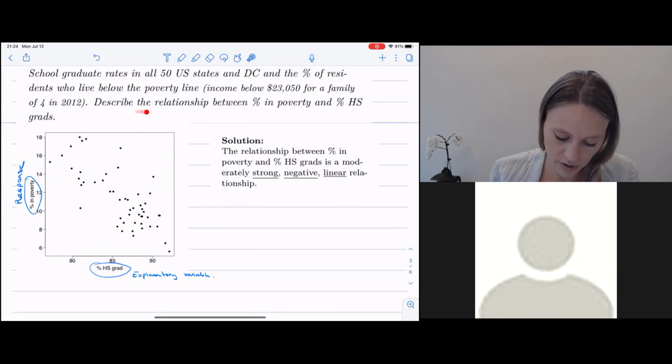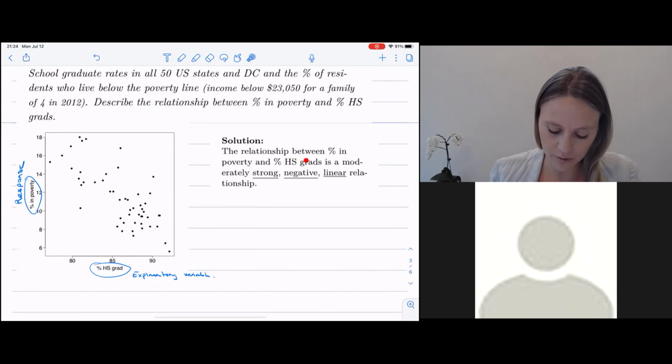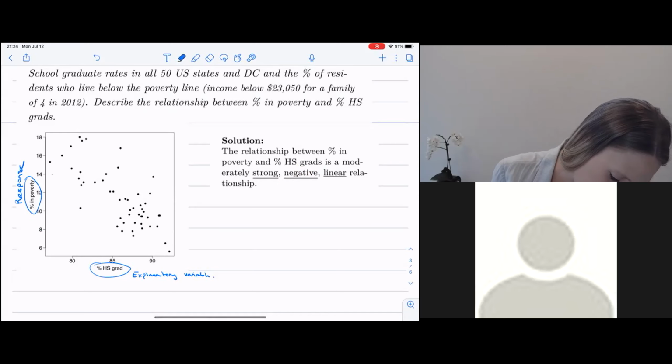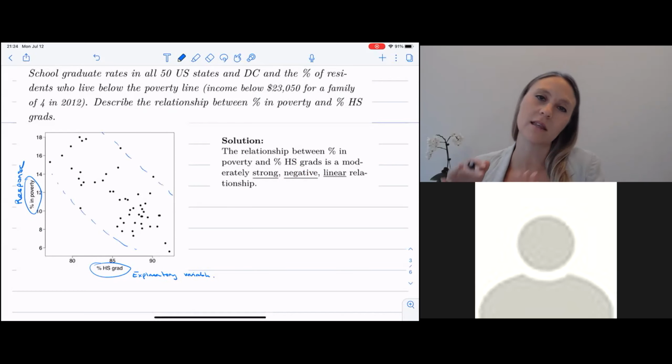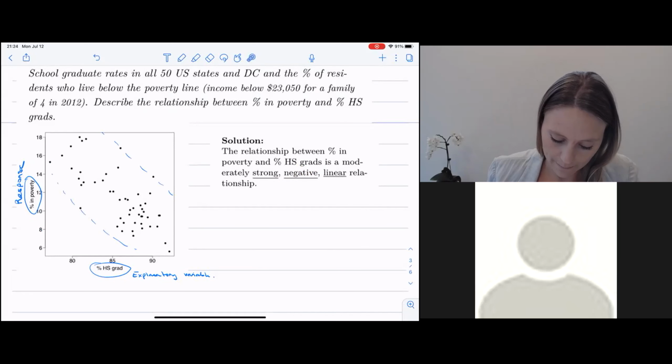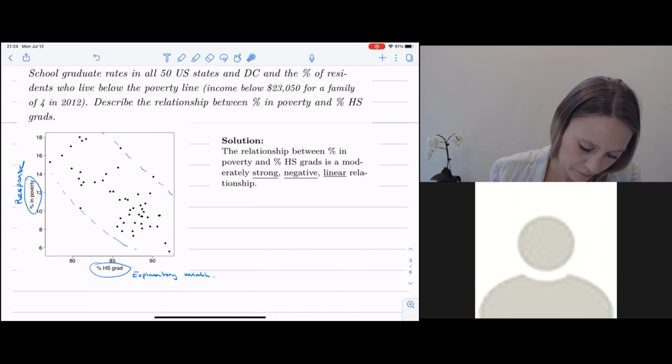So then if we had to describe this, the relationship between percentage in poverty and the percentage in high school grads is moderately strong. I did throw in that "moderately" just because we've got kind of bounds like these. We can see that there's a trend here and there is a pattern, and it looks linear and it looks negative. It's not crazy strong, but it's not weak either. We can see it. So that's why I'm going for moderately strong.